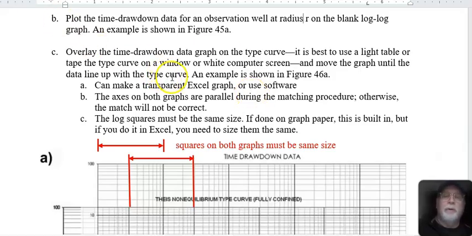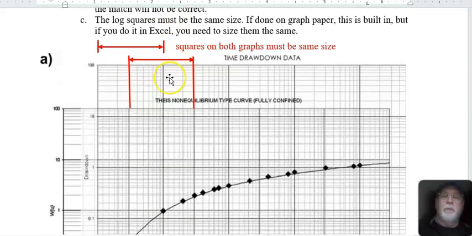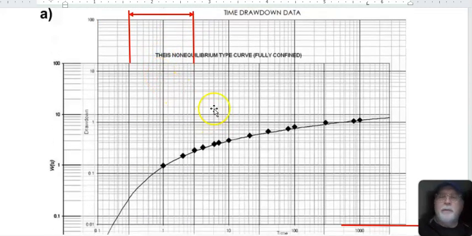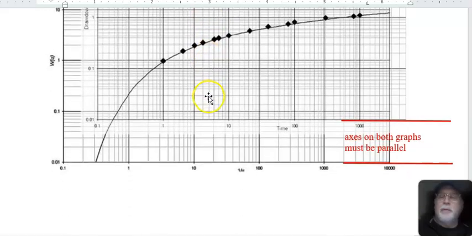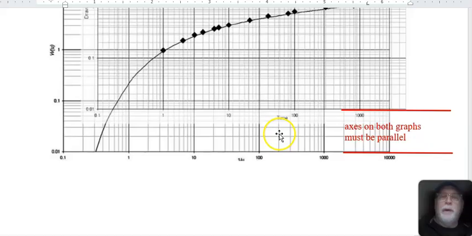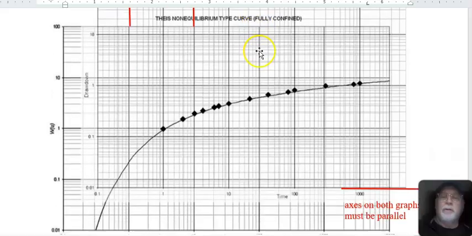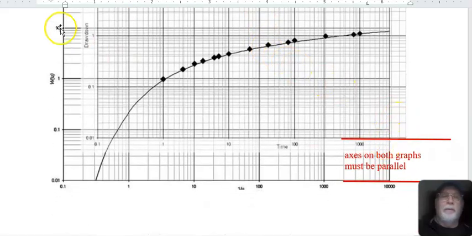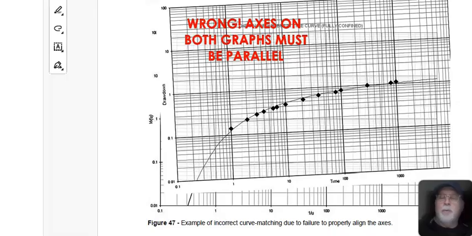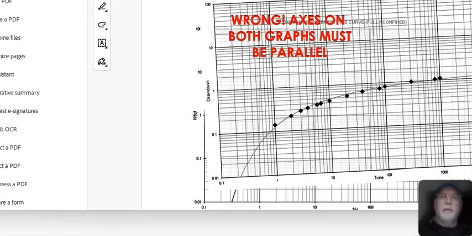An example is shown in figure 45a, which I pulled from the text. Notice that you have to have a couple things here. The axes must be parallel, and the squares in both the graphs must be the same size. Now, if you're using the paper, this is already set for you. You do need to make sure you have them parallel. So he points out in the text, when you move the paper around, you've got to keep those axes parallel. You can't slant them to fit because it won't work that way.